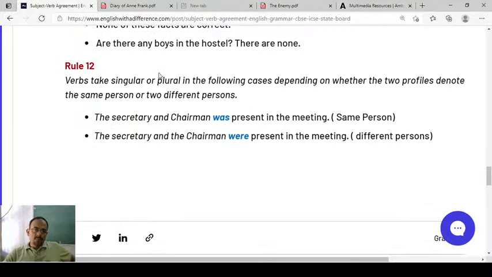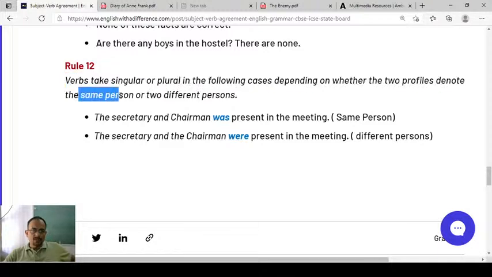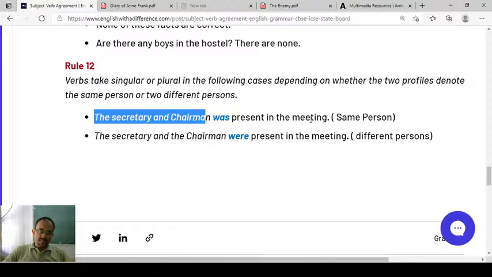And then rule number 12: verbs take singular or plural in the following cases depending on whether the profiles denote the same person or more than one person. For example, look, this is also important. The secretary and chairman was present in the meeting. If one person is both secretary and chairman, then a singular verb is used.